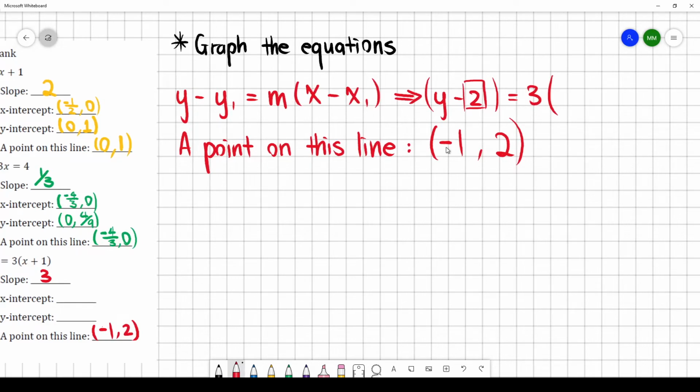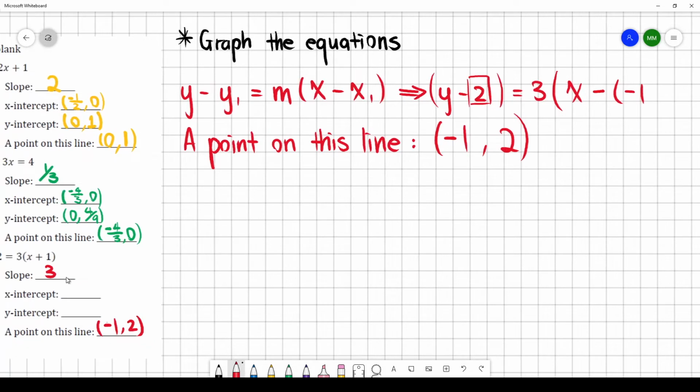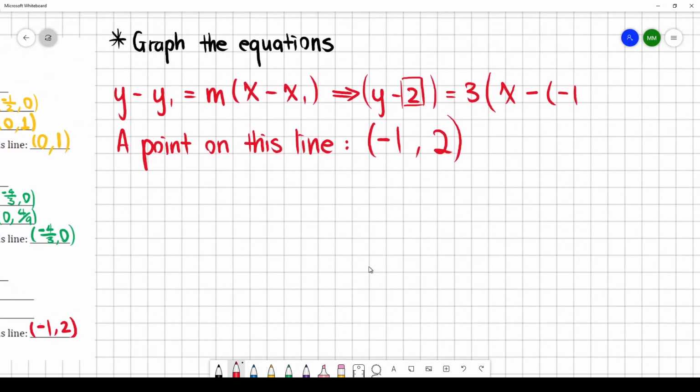When they're in the same place, they probably mean the same thing, so whatever takes the place of this represents the same thing. Since the final form was x plus 1, it's x minus -1. That's how you get a plus 1. So that is how you got the slope and how you got this point.